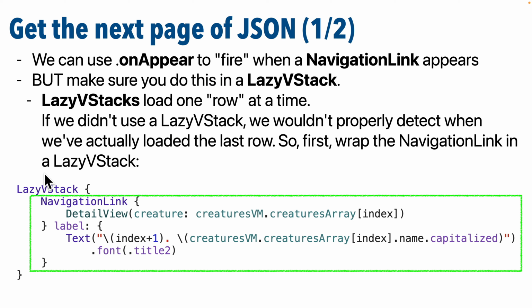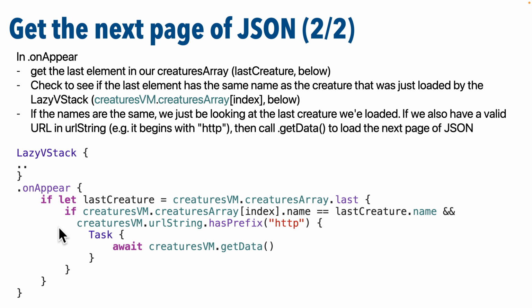So the first thing that we'll do is add a lazy V stack around our navigation link like this. Then we'll add an onAppear to the lazy V stack, and in onAppear, we're going to look at the last element in our creatures array. That's this value last creature that we're creating with the if-let statement below. Now, once we have the last creature in the array, we're going to compare it to the current array element that we're looking at, which is this value here, creaturesVM.creaturesArray at index. And we actually compare the .name properties of these two values since each Pokemon has a unique name. So if they're equal, then we know we're looking at the same thing. So if that's true, that means that the Pokemon that loaded at the index value of index is also the last creature in the creatures array.